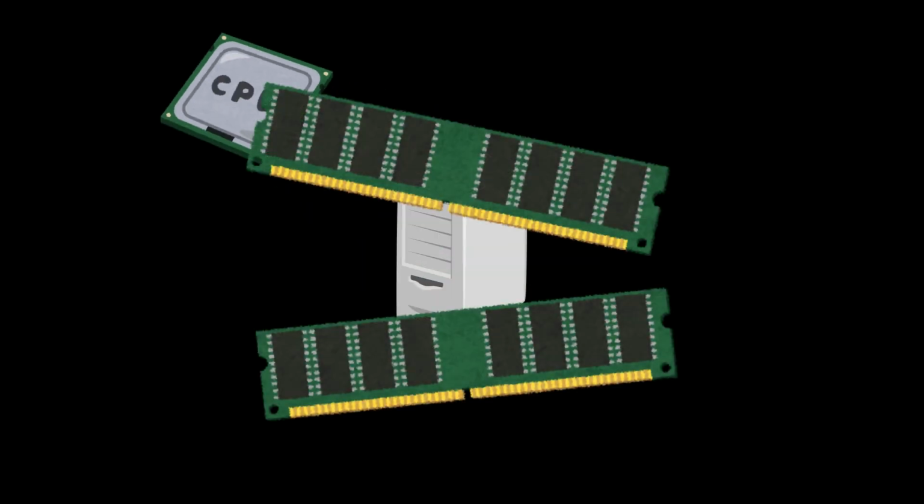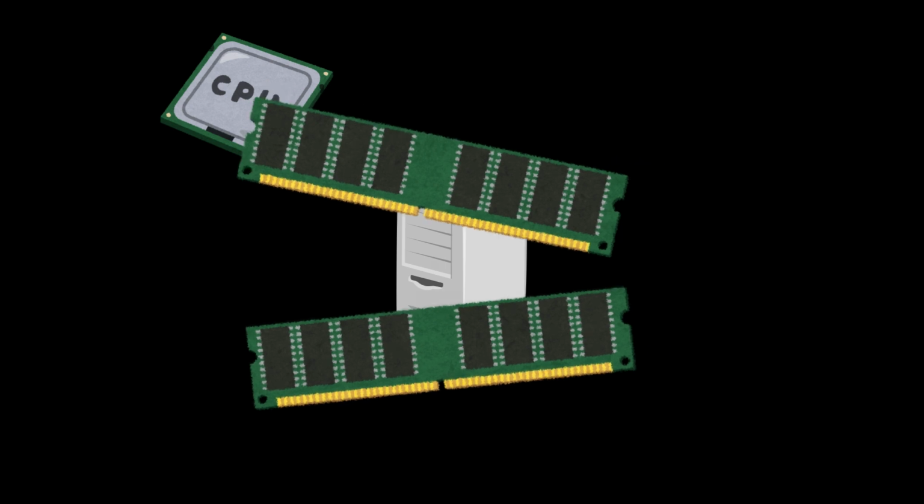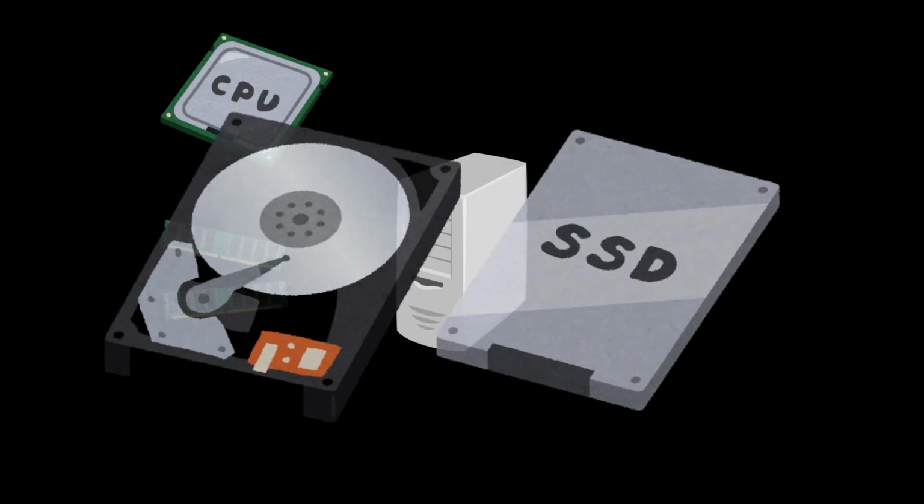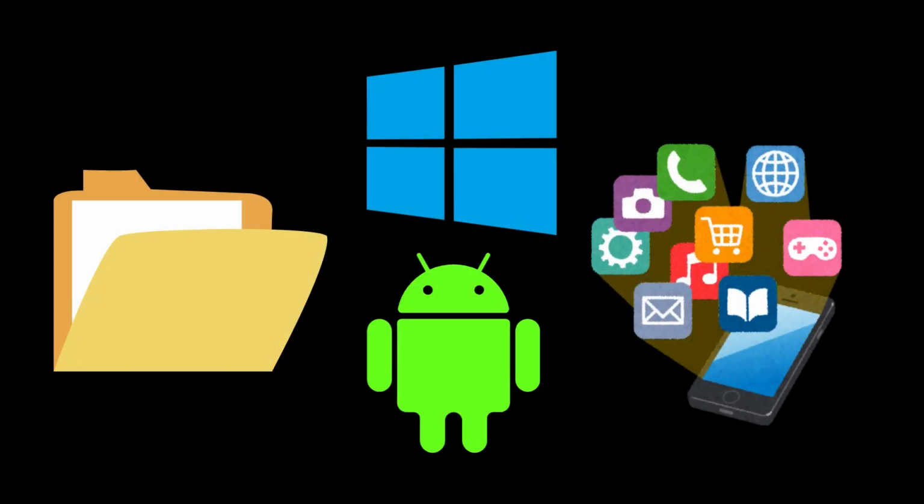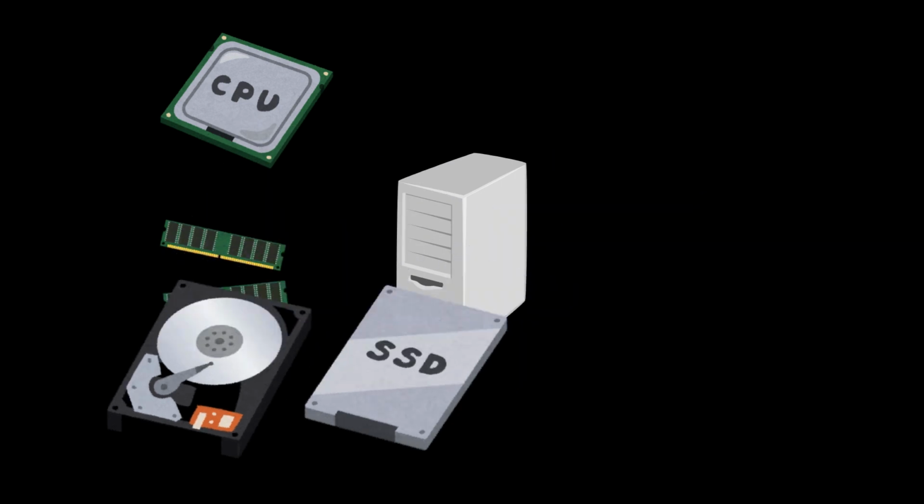Next is RAM, Random Access Memory, which is used to temporarily store data that is being processed by the CPU. The larger the RAM capacity, the more data can be processed simultaneously. Third is storage, which is used to permanently store data, such as the operating system, applications, and user files.